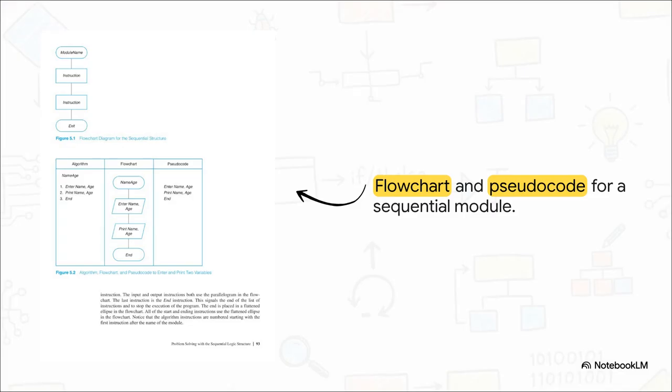Take a look at this flowchart for a simple program that just handles a user's name and age. You can see how the processing flows perfectly straight. It starts at the top at that flattened ellipse, flows directly into a parallelogram that tells it to enter name, age, then drops straight down to another parallelogram to print that data, and finally, it ends. No deviations, no questions asked, no choices made, just pure top-to-bottom execution.